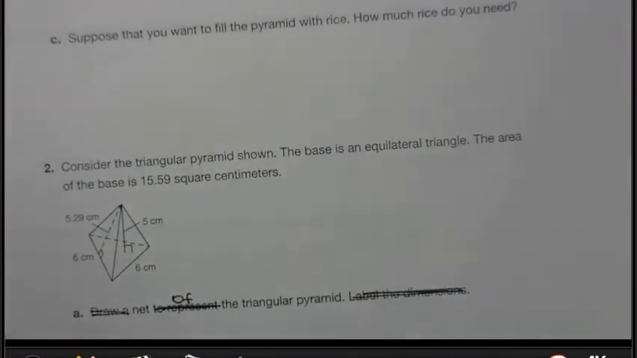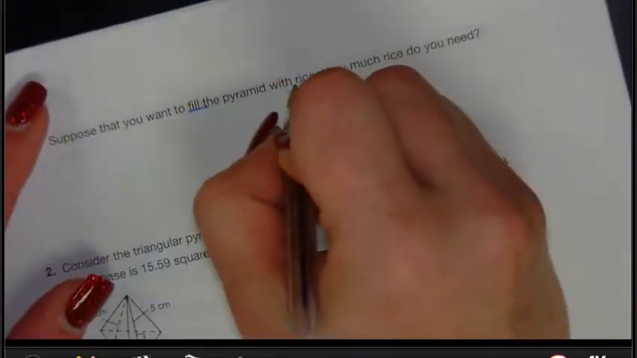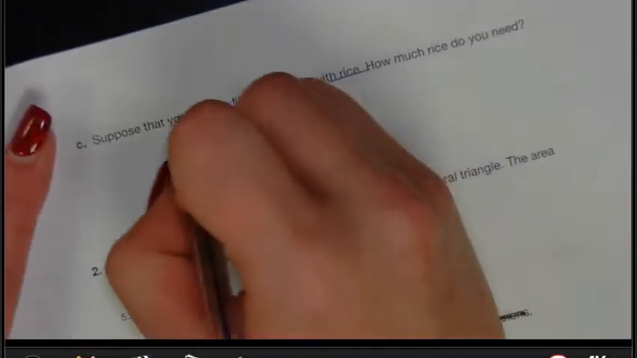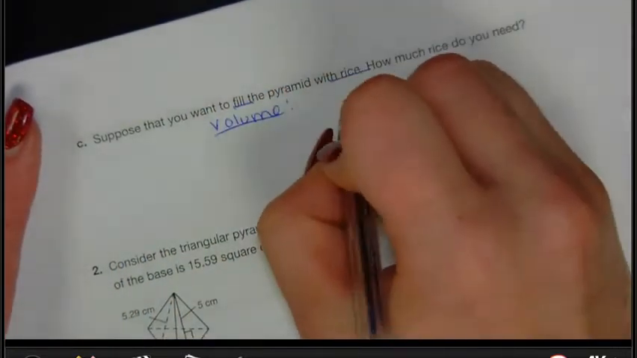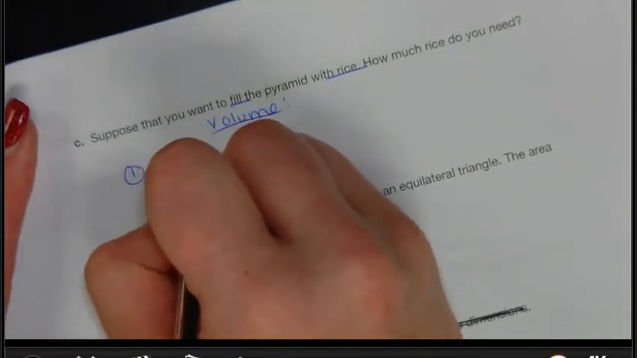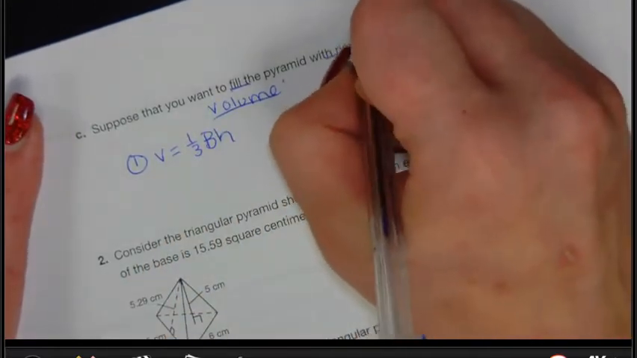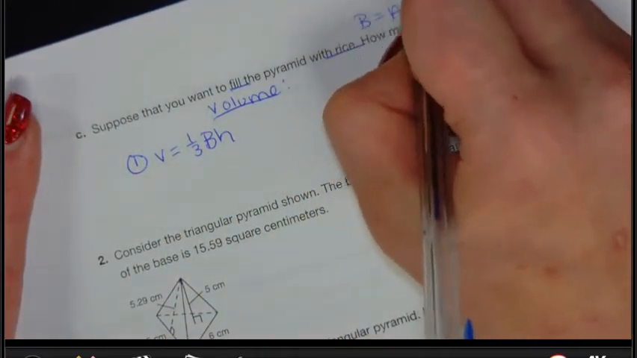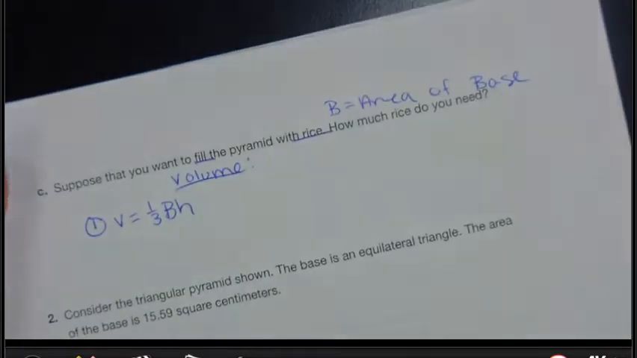Letter C, it is saying, suppose that you fill the pyramid with rice. How much rice do you need? So it looks like I'm filling it with something, which means I'm going to find the volume. Okay. And if you recall, the volume of a pyramid is volume is equal to 1/3 capital B times the H. Remember, capital B stands for the area of the base.